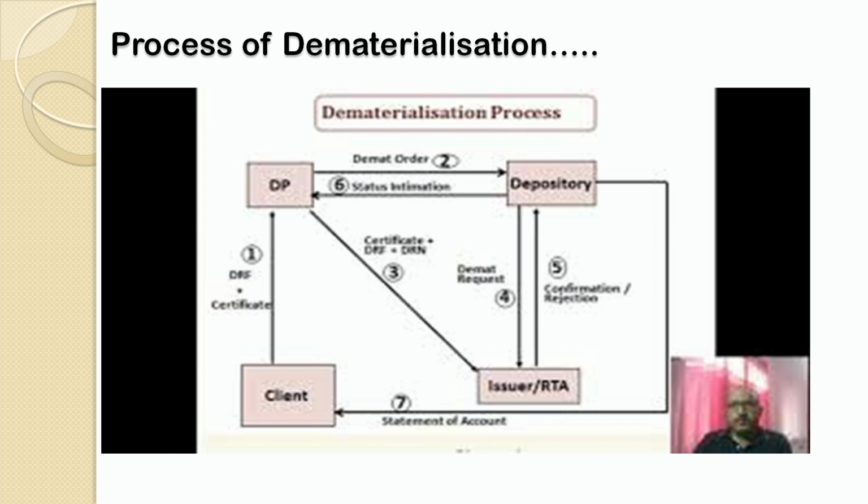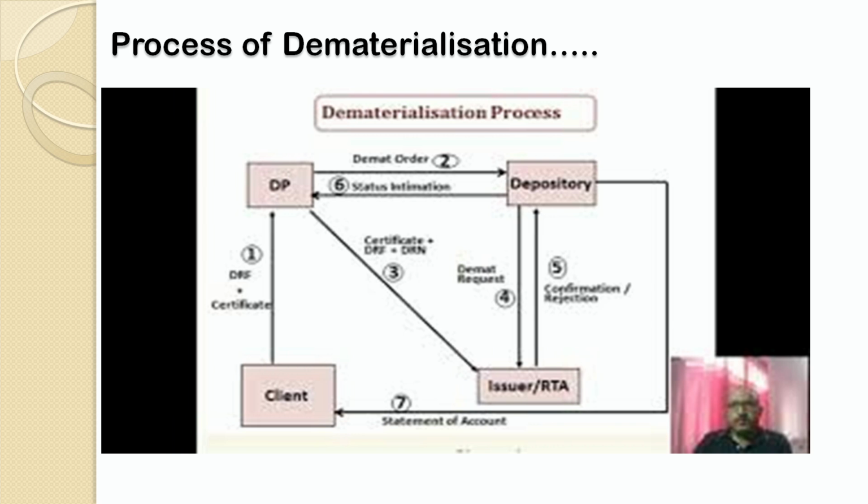In step number 1, we can see that the client is handing over his physical form of security and an application form to the depository participant. In this application form, the client will clearly state that he is willing to convert his physical form of securities into electronic form. So, in step number 1, the client will hand over his physical form of securities and an application form clearly stating that convert this physical form of securities into electronic form to the depository participant.